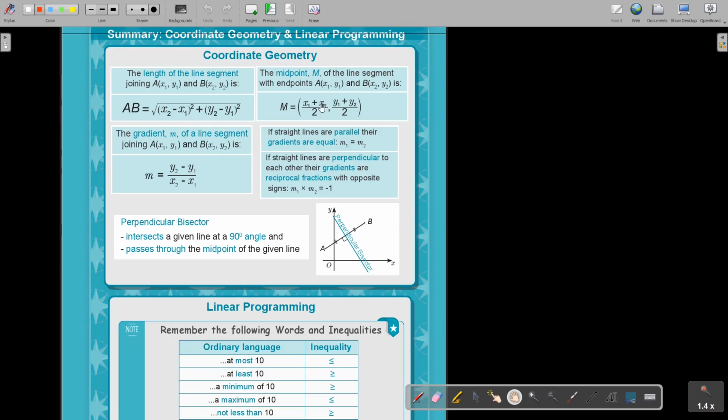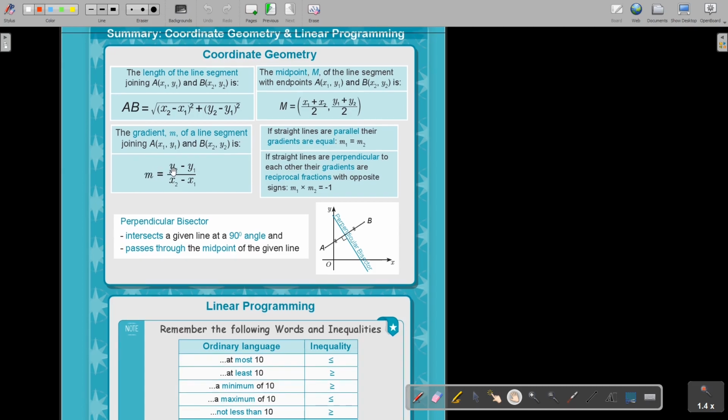If you get the midpoint, I take my x values, I add them up, I divide by 2. I take my y values, I add them up, I divide by 2. And then the gradient, I mentioned it in a previous video, it's the difference in y divided by the difference in x. And now, if straight lines are parallel, this is very important, their gradients are equal.